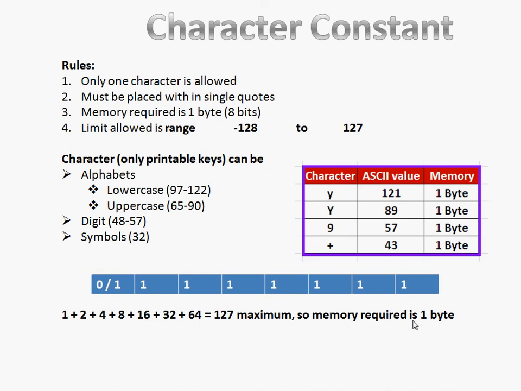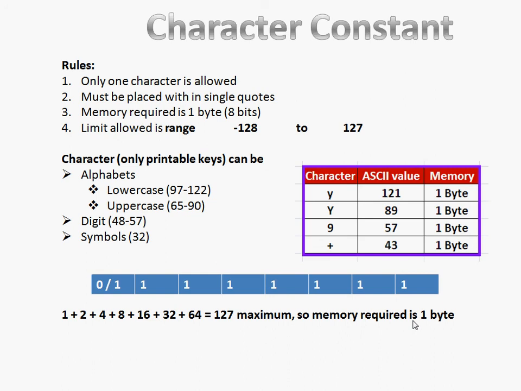And the table here we have taken with the example of all the different types of characters. The first character is lowercase alphabet with ASCII value 127. The next one is uppercase alphabet, which is 89, the digit 9 with the ASCII value 57, and next the symbol plus with the ASCII value 43. For all these ASCII values, as they fall below range of 127, the maximum memory required for it is 1 byte.